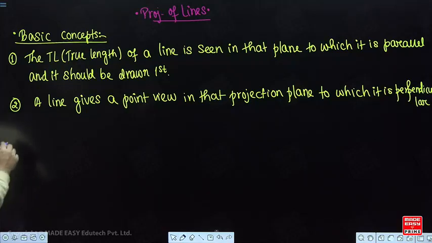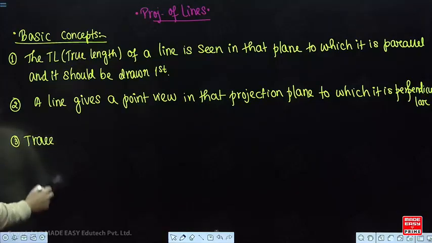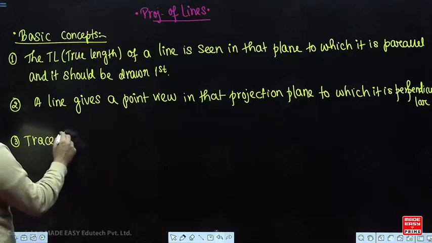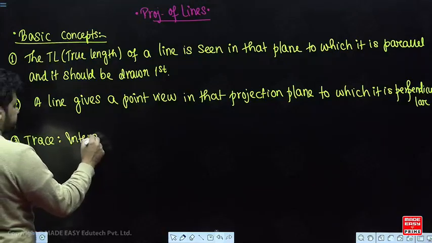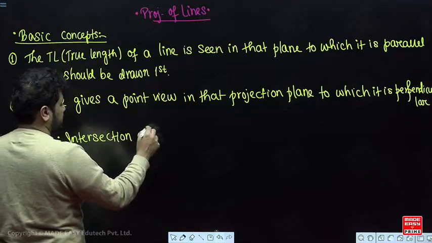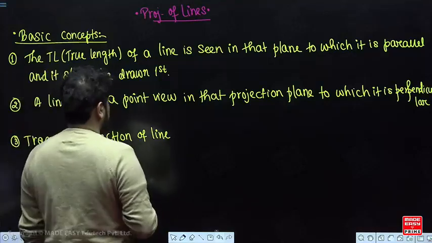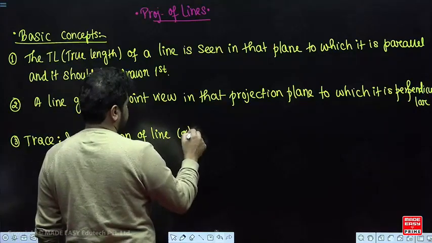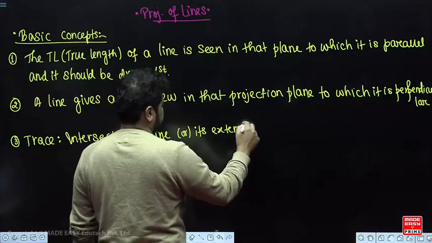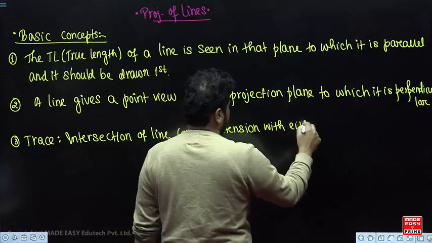ठीक है. तीसरा, trace. Third is called as trace. Trace means intersection of line or its extension with either HP or VP.